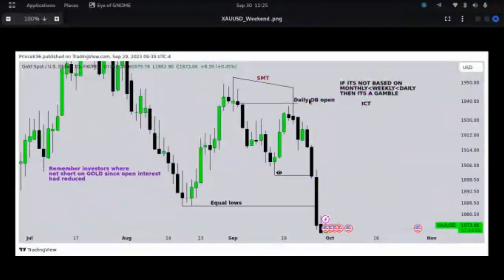You see, we were basing on the high time frame narrative. Now Tuesday closed bearish. Yeah, Tuesday closed bearish. So Wednesday, this will be my day on liquidity, the equal lows.